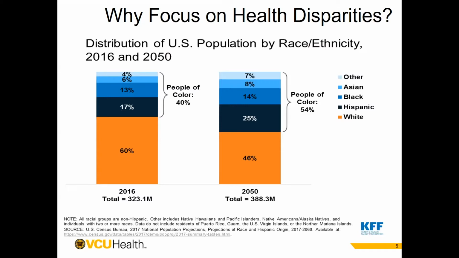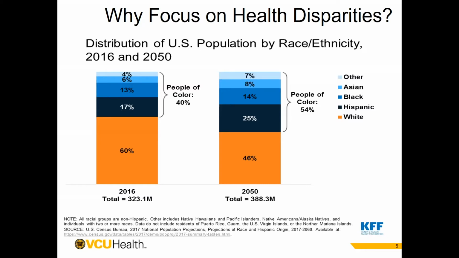Why is this important? Well, let's start with some basic demographic data. At the end of the day, our country is changing. The demographics of our population is changing. If you look back to 2016, about 40% of the population in this country were people of color. Fast forward to what is projected for 2050, over 50% of the population in our country will be people of color. Why is this important for us to think about?